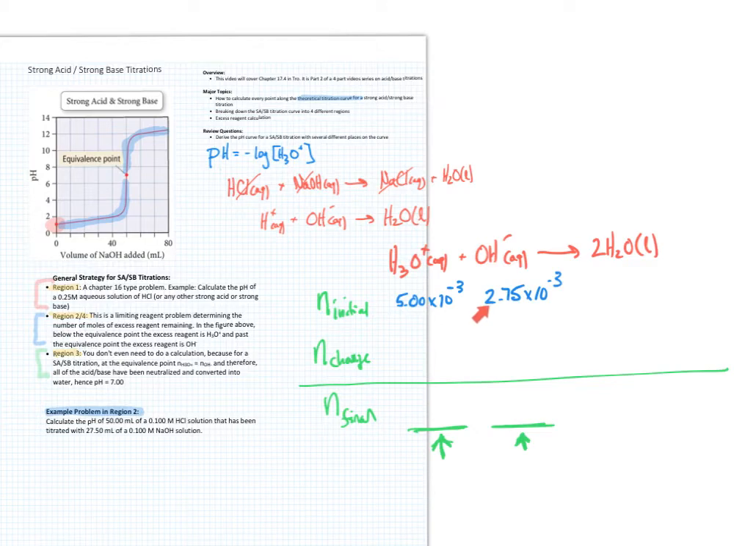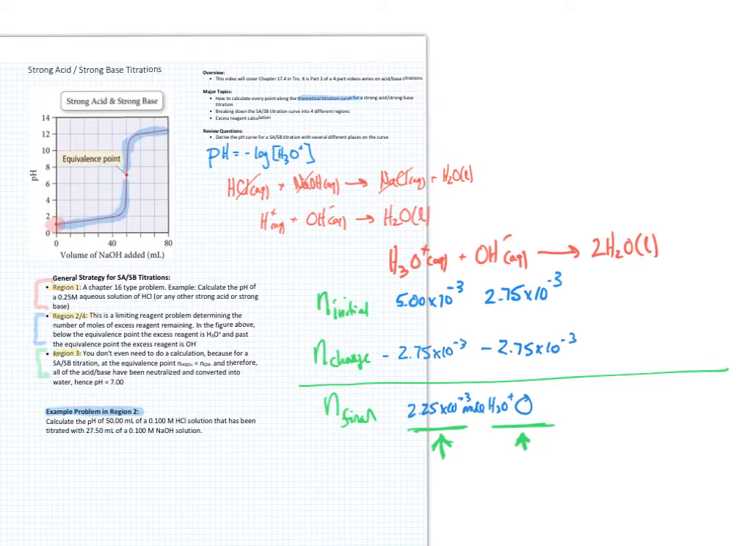So let's subtract off the 2.75, so minus 2.75 times 10 to the minus 3. So we're going to have 0 moles of hydroxide. It's all going to get used up in the reaction. This one's going to be minus 2.75 times 10 to the minus 3. So we are going to be left with 2.25 times 10 to the minus 3 moles H3O plus. Okay, that's the excess reagent.